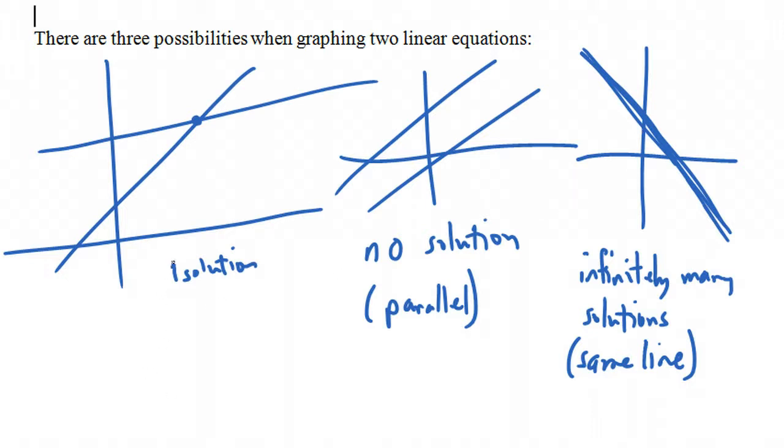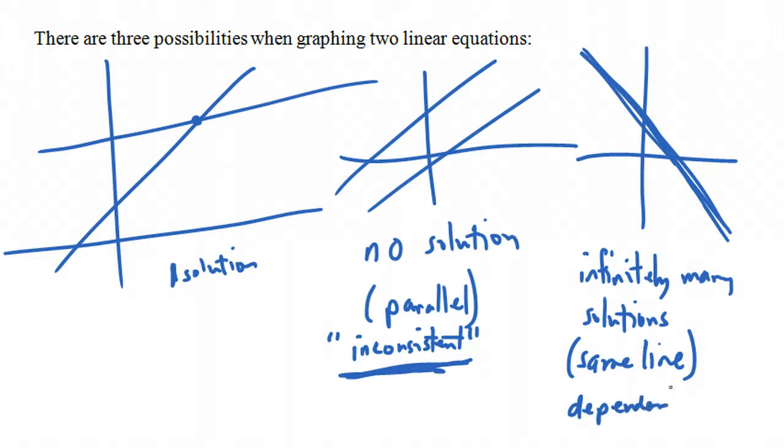Now, a system that has a solution is said to be consistent. This second scenario is inconsistent because it does not have a solution. And the last one is also a special case. When you have the same line, you say these lines are dependent. The other ones are independent, but these are the same lines, so they're dependent. So that's just some terminology that we use.